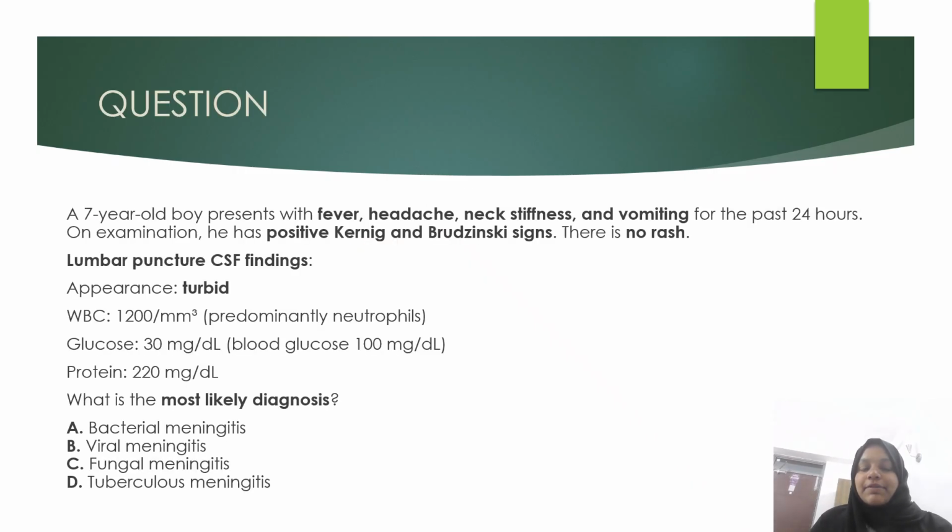Next is a 7-year-old boy with fever, headache, neck stiffness and vomiting for the past 24 hours. Positive Kernig and Brudzinski sign. So, more of a diagnosis of meningitis. There is no rash. That means meningococcal is out of the picture. Not necessarily meningococcal will have rash, but mostly rash is associated with meningococcal meningitis.